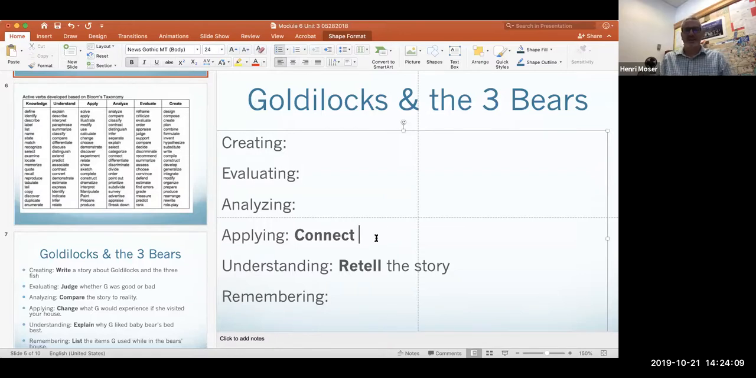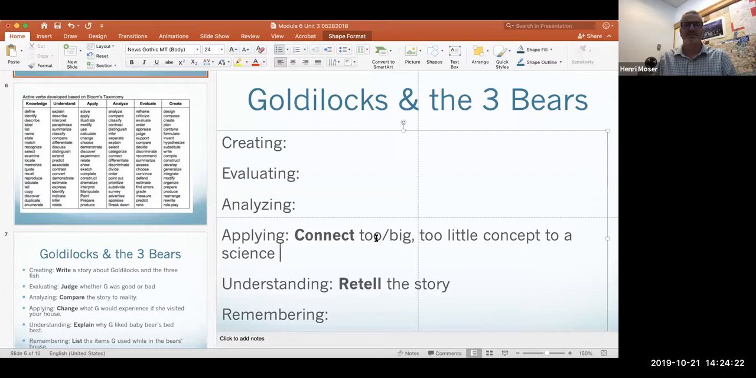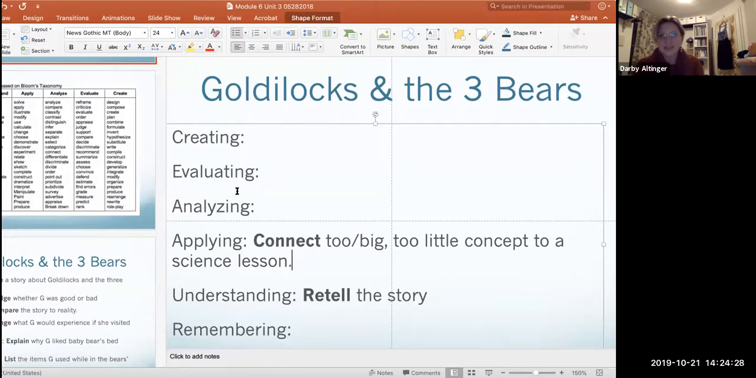All right, connect the too big, too little concept to a science lesson. Very nice, I like that. What else? Taylor had a really great idea for create. I'll pass the torch to Taylor.